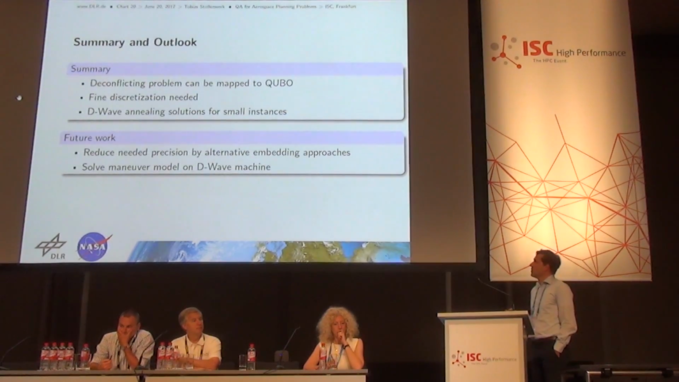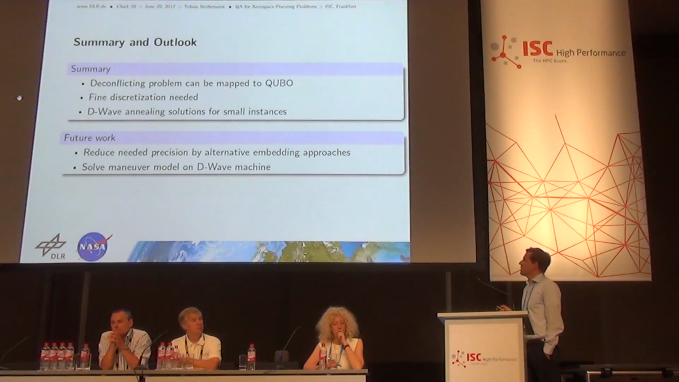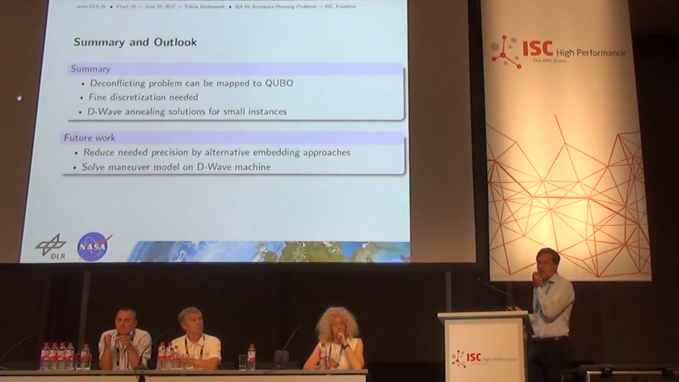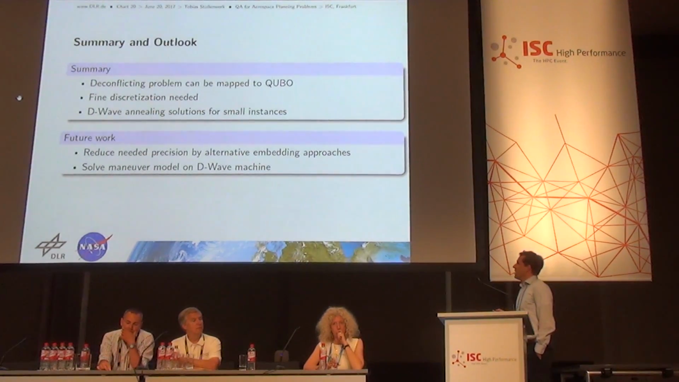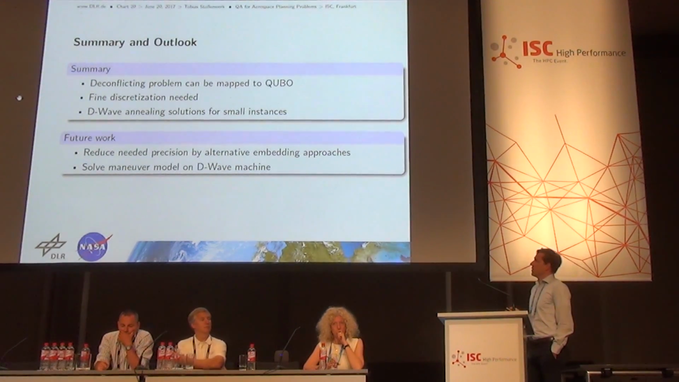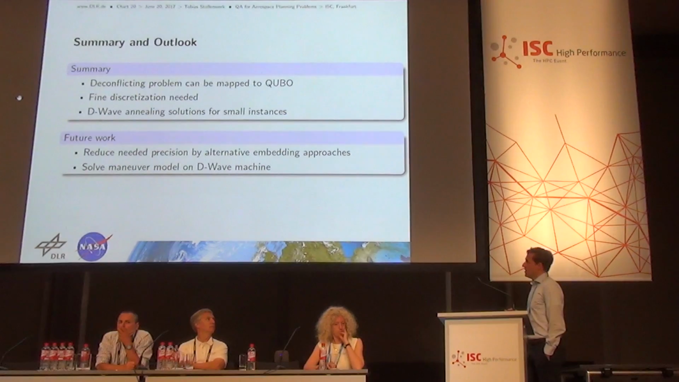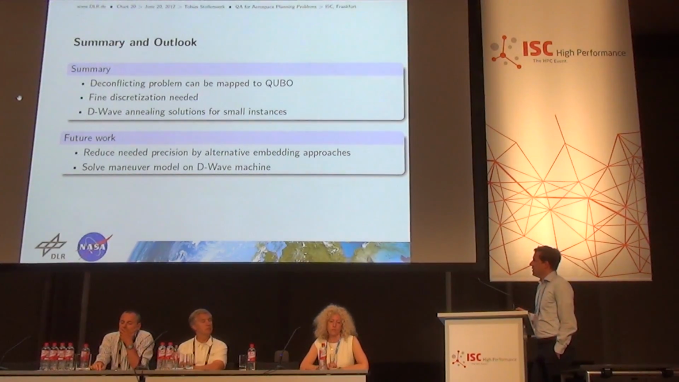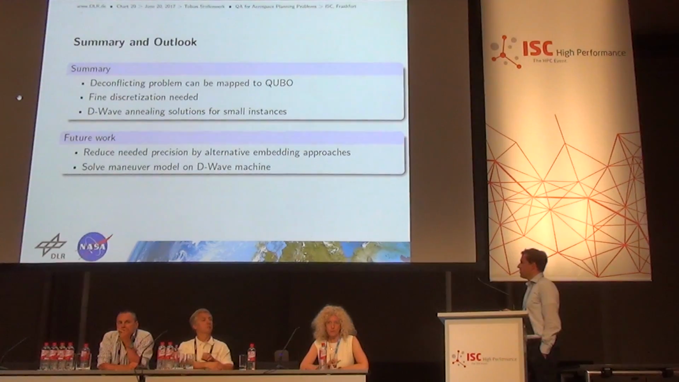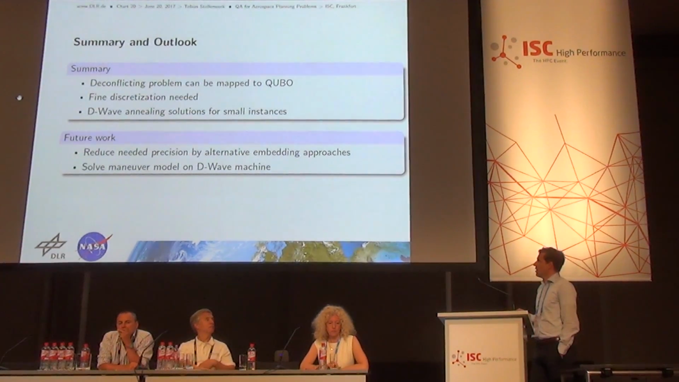So I showed you that we can map this deconflicting of wind optimal trajectories to a QUBO. And we found that one needs fine discretization to solve that problem. We found annealing solutions with the D-Wave machine for small instances. And the next steps could be to reduce the needed precision by alternative embedding approaches and solve the maneuver model on the D-Wave machine.